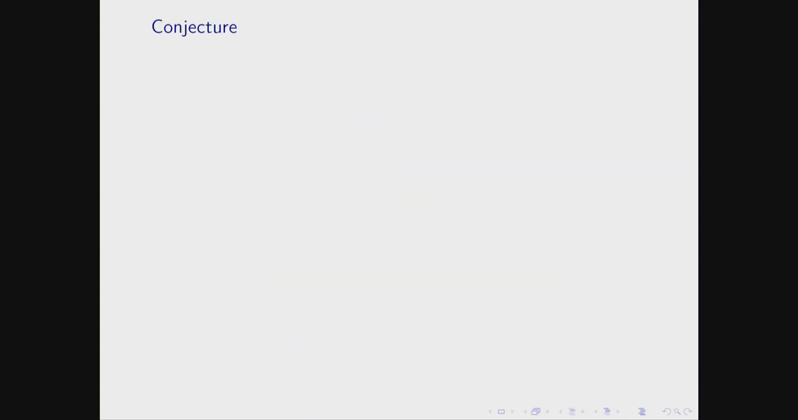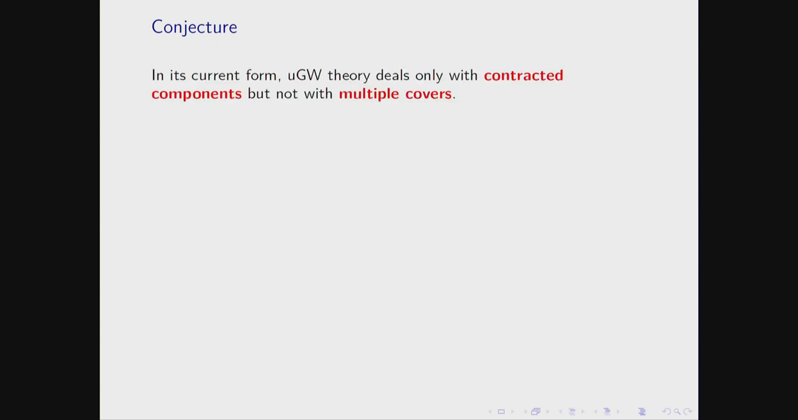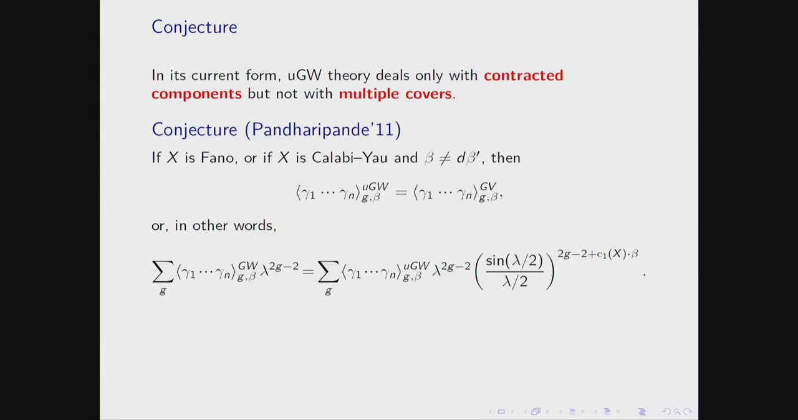Let me go back to Gopakumar-Vafa invariants. As I said, when you use unramified Gromov-Witten invariants, at least in the form that I presented, we only removed contracted components. We didn't do anything for multiple covers. But it's already good enough for some purposes.